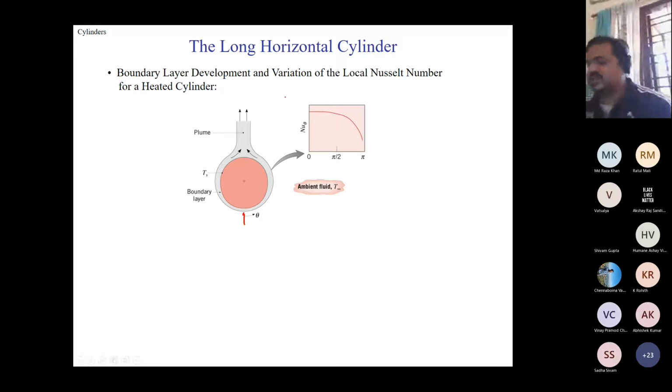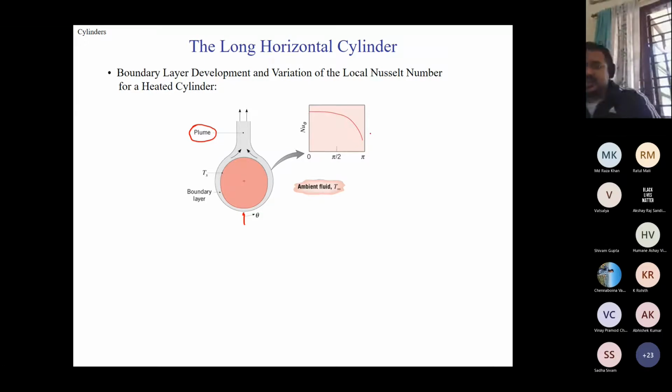Anyway, so it goes up and finally when it reaches the top, it gets released in the form of what is called a plume. So you have this plume of hot air that rises up, that flows around the surface, gains momentum, and then rises up from the top. If I now look at the Nusselt number variation, what will happen? When the boundary layer thickness is the thinnest, the heat transfer is highest, so the Nusselt number is highest. And then as you go from theta equal to 0 and increase to theta equal to pi by 2 and then to pi, the local Nusselt number will go down.